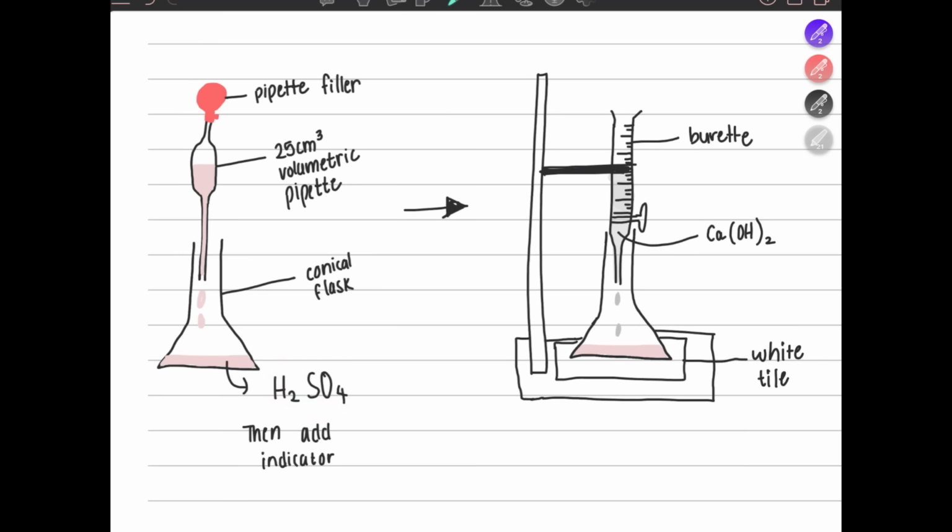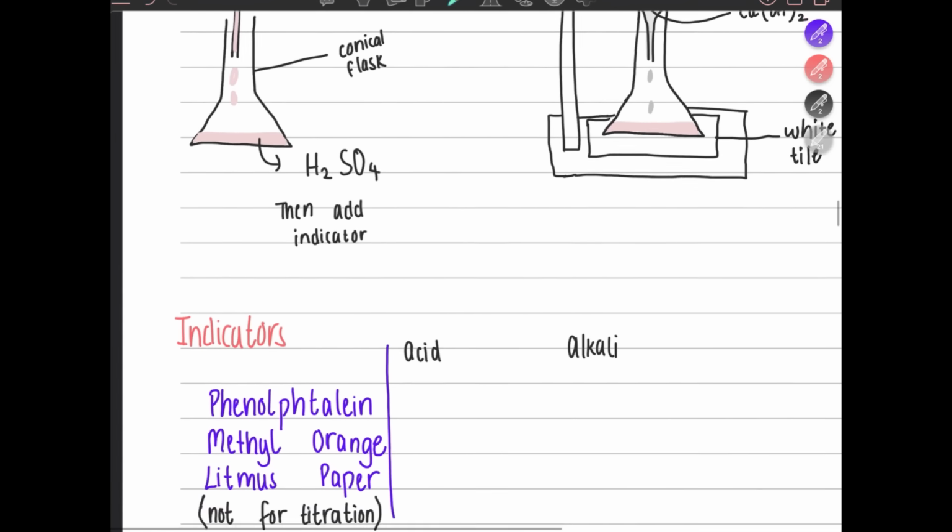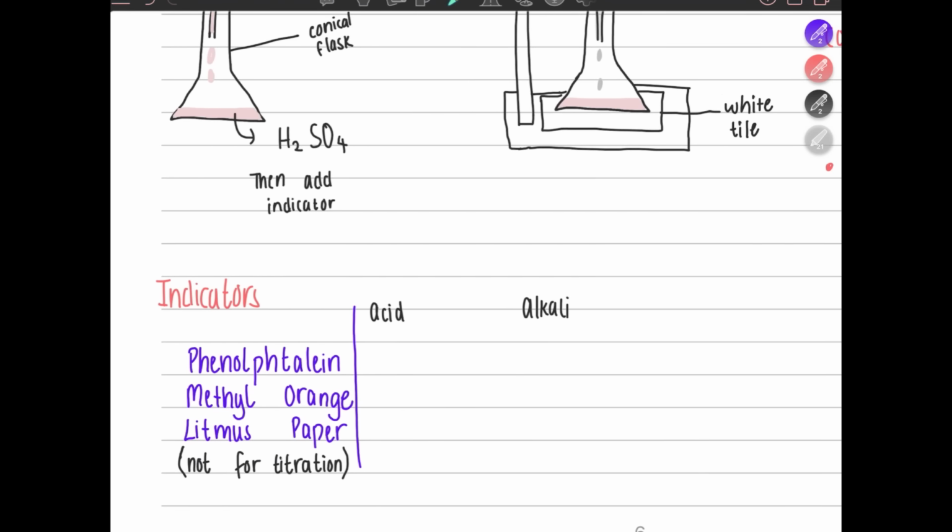The next step is you're supposed to add an indicator. What is an indicator? An indicator is used to identify the presence or absence of something, and it tells us whether it's acidic or basic, something like that. So some common examples are phenolphthalein. Phenolphthalein is colorless in acidic solution, and in alkali solution it turns pink.